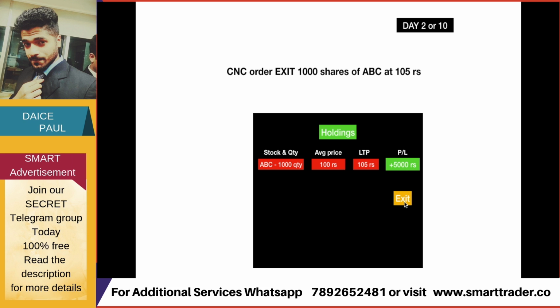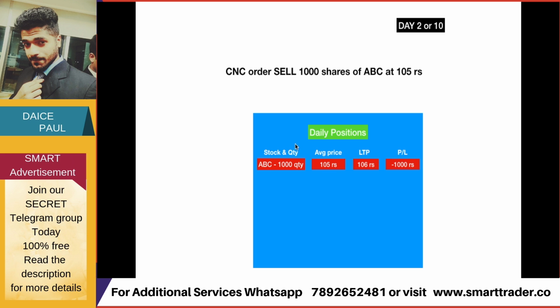So what I will do, I will go and exit this particular trade. Now when you exit this trade, a sell trade will come and fall in your positions. On the same day when you sell it or exit it, the CNC order to sell 1,000 shares of ABC at 105 rupees will be executed. So the average price at which you sold is 105 rupees now. And the stock is so and so, 1,000 shares. Whatever you bought, you're selling the shares. So this is a sell order which will come and fall in your positions.